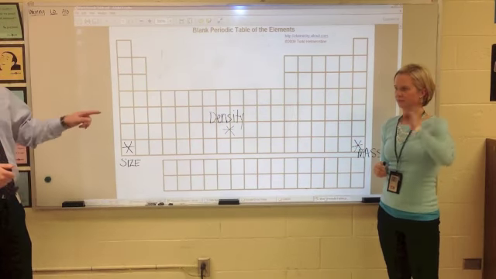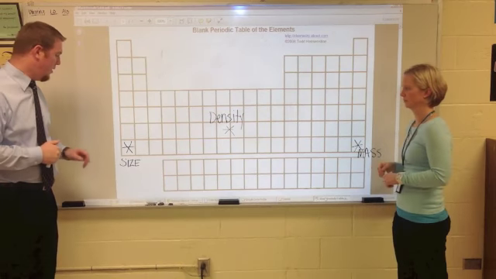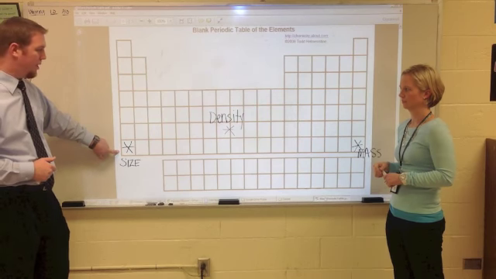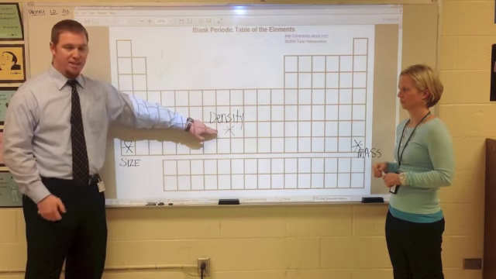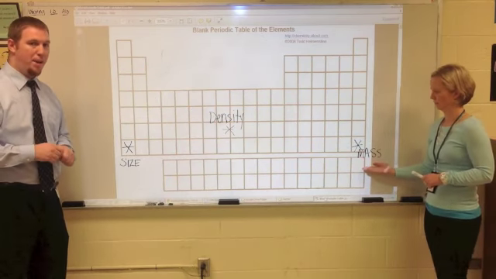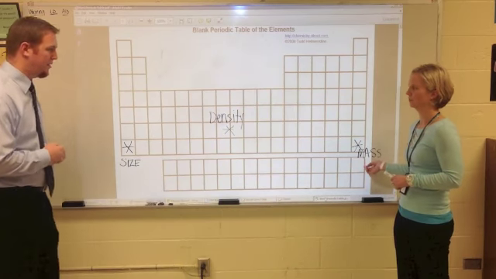We are going to do shortened video notes on the trends of the periodic table. What we have here, you should mark on your periodic table as well. These spots right here are the greatest size atom on the periodic table. Here in the middle is the greatest density, and over there in the bottom corner is the greatest mass, the atom with the greatest mass.